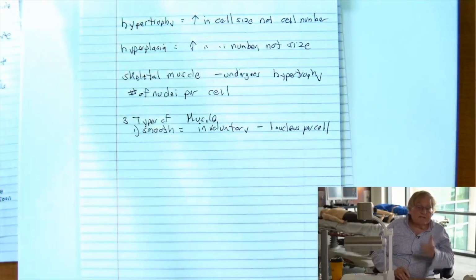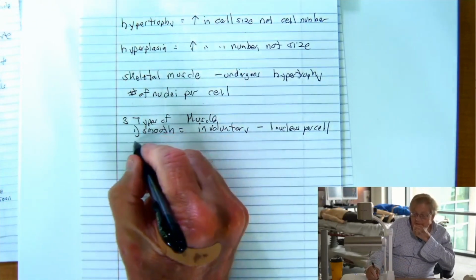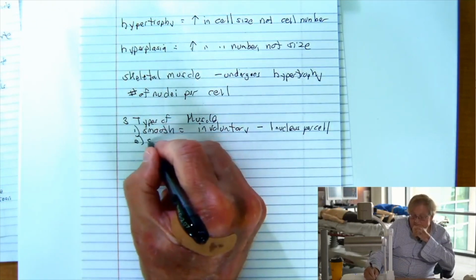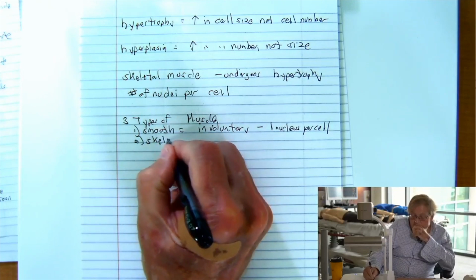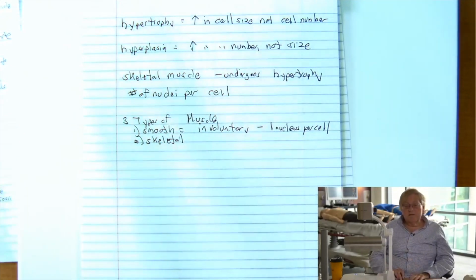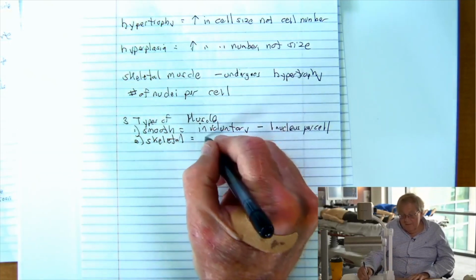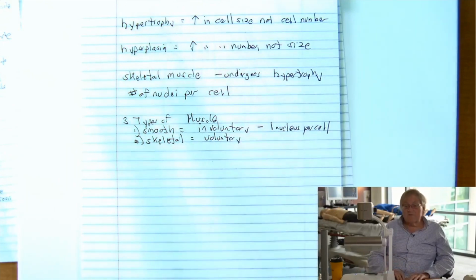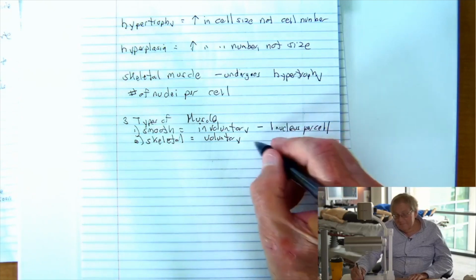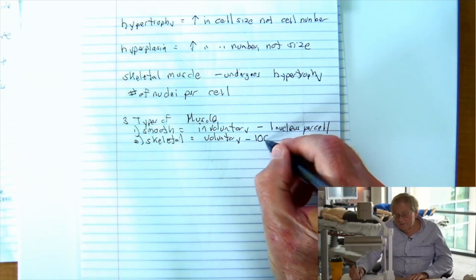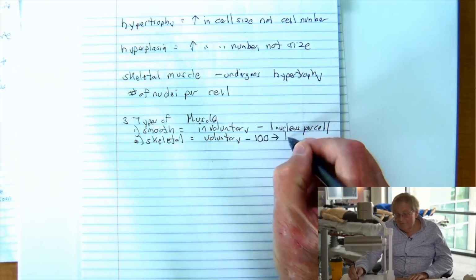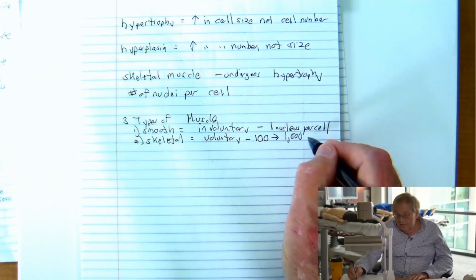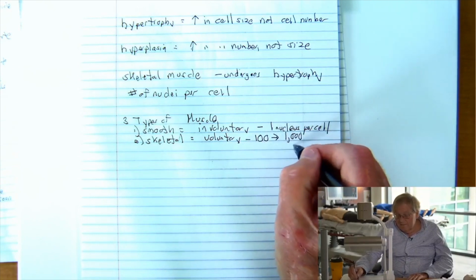I've got a second type of muscle called skeletal, which is what the gastrocnemius is. Of course, skeletal muscle is going to be voluntary. I can tell it what to do, just like the gastrocnemius. Except the difference is I'm going to have 100 to 1,000 nuclei per cell.